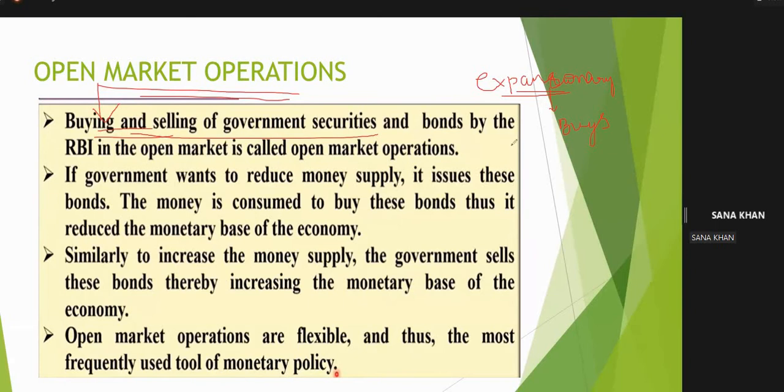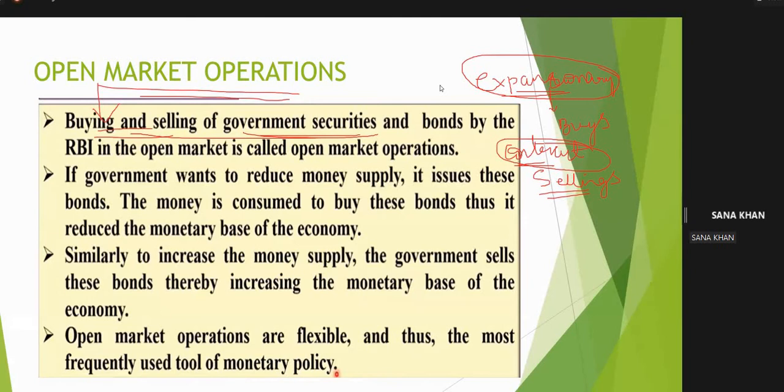Suppose they have to contract, that is, hold on money, withdraw money from the economy, they will start selling. Correct? When they start selling, we will be purchasing it, because we will not have more options of purchasing these government securities all the time. So we will start buying at the time the RBI comes up with the sales. So when selling happens, the government can have control over the money supply. When they start buying the government securities, there will be more supply of money in the market.